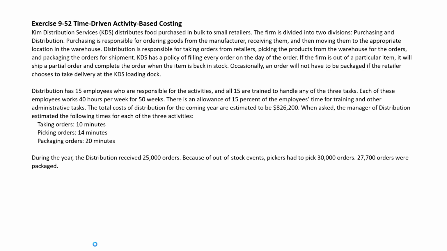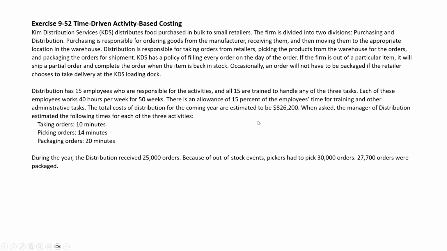So a bit of a compromise would be using time-based, time-driven ABC and assuming those activities are driven by the duration driver time, which for most companies is a bit easier to measure. For this particular company, we distribute food purchased in bulk to small retailers. We have two different divisions, purchasing and distribution. What we're looking at in this particular problem is the distribution side.